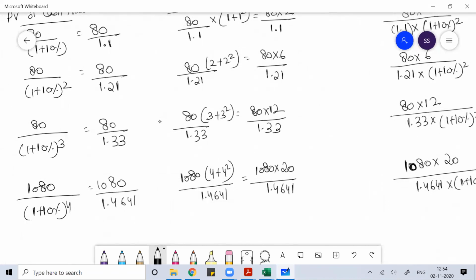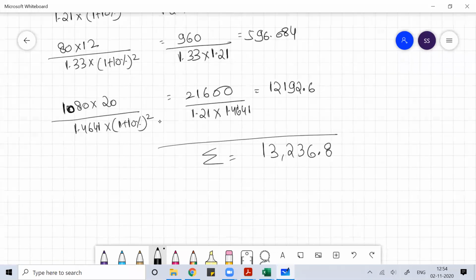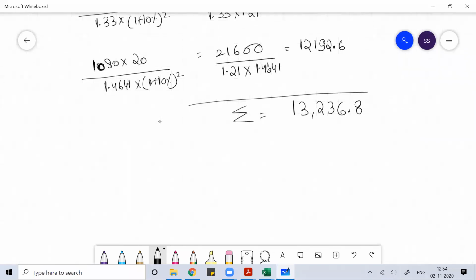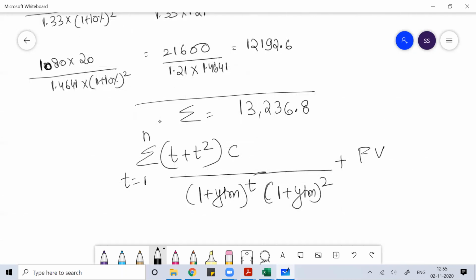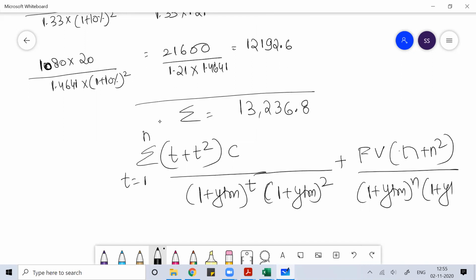Now I need to divide this by the price of the bond. This is the sum of t plus t squared into coupon divided by 1 plus YTM to the power t, divided by 1 plus YTM whole squared, plus face value into n plus n squared divided by 1 plus YTM to the power n into 1 plus YTM squared.